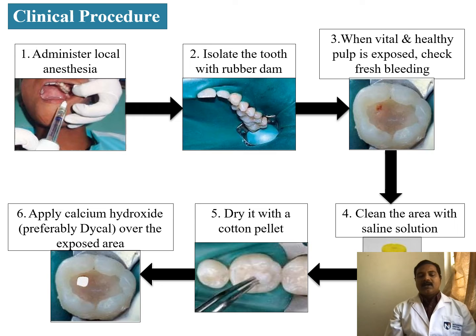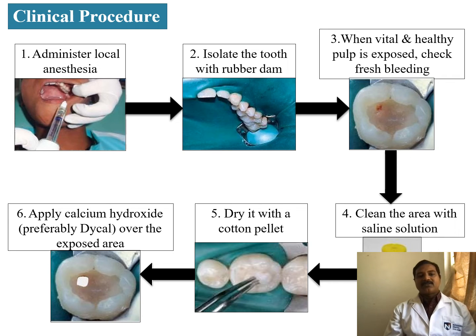Dycal is a base and catalyst two-phase system cement that sets immediately on application onto the exposed pulp area. So this Dycal is mainly a calcium hydroxide based cement that helps in the formation of reparative dentin. So how is the procedure done?